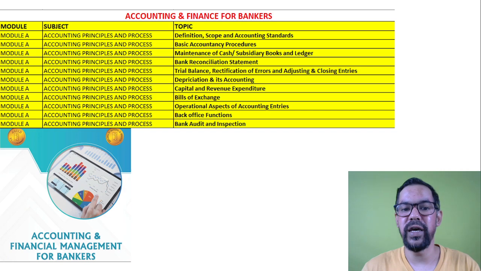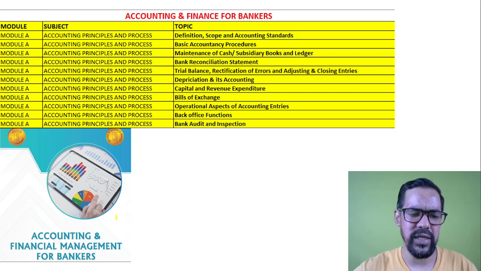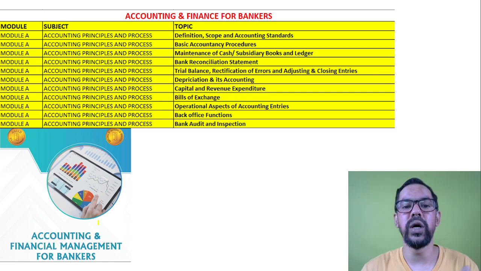If you talk about the AFM, you now have four modules, and for each module we have different topics. We will start with module A, which contains a number of topics. The name of module A is accounting principle and process. It is basically related to your accounting standards: what is accounting, the basic uses of accounting, and the definition, scope and accounting standards.